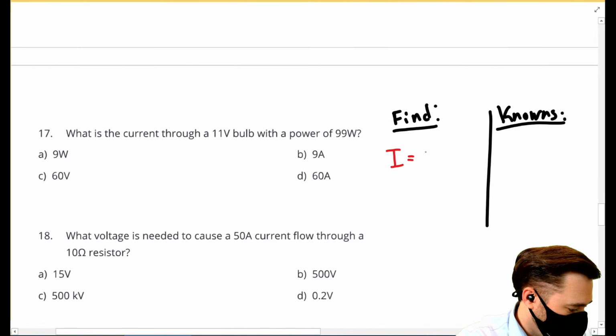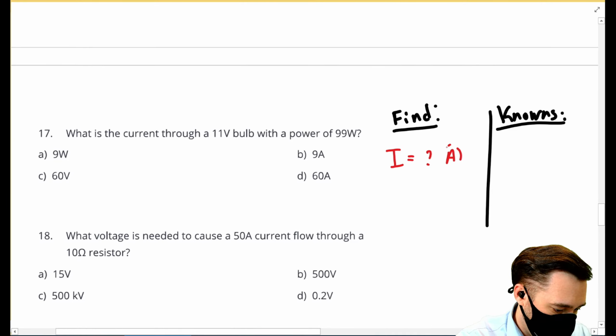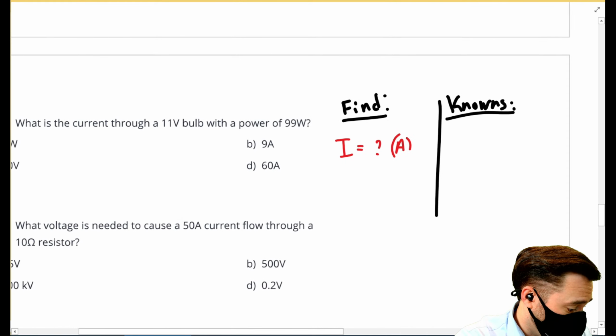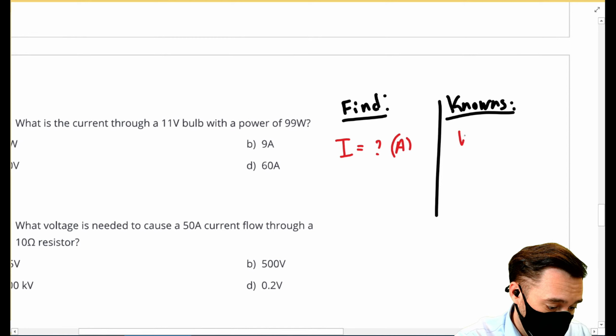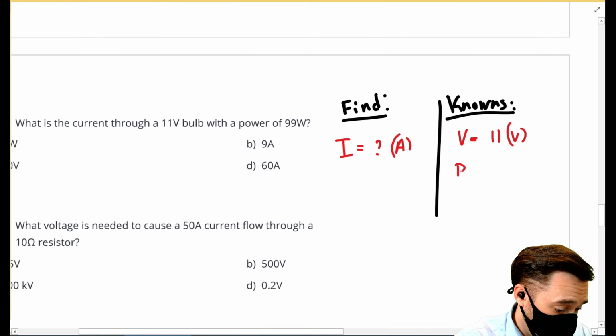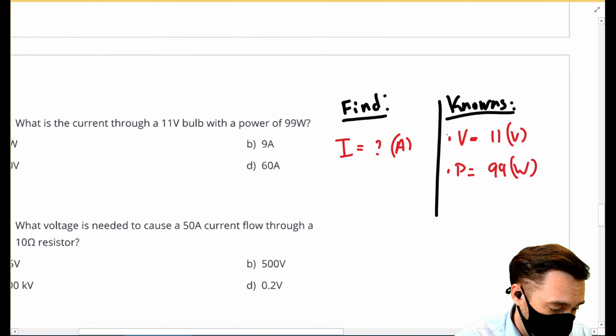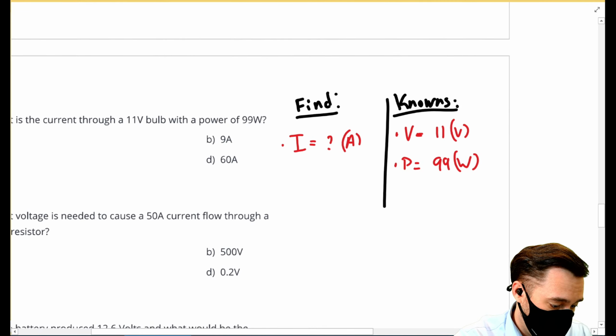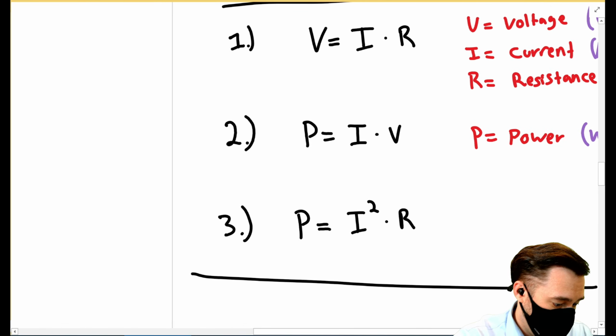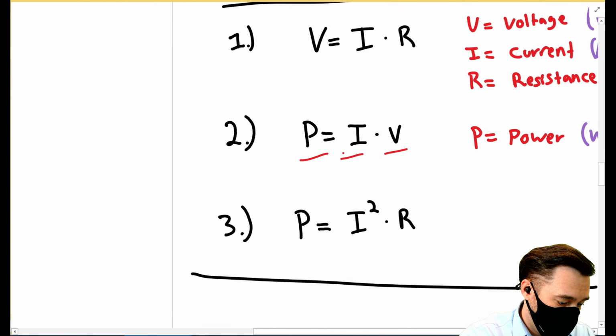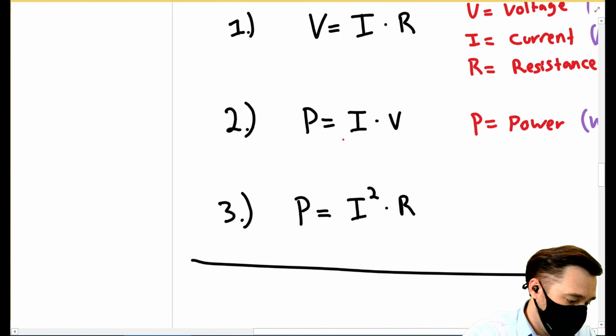What is the current? So we're looking for current. That's going to be in amps. Through a 11 volt bulb. So voltage is equal to 11 volts with a power of 99 watts. All right, so power, voltage, and current. Power, voltage, and current. So we're still going to use this one. So P equals IV.